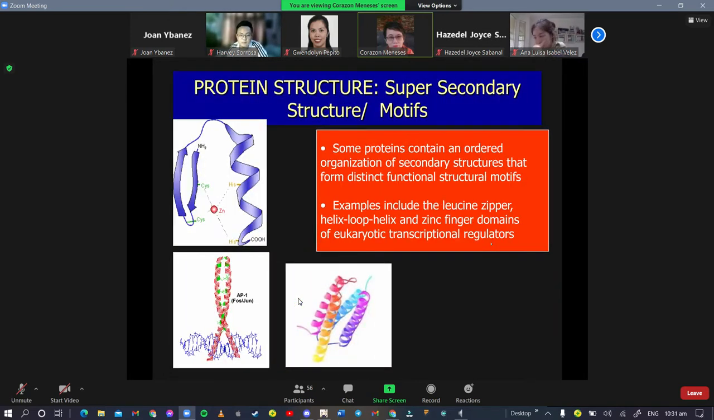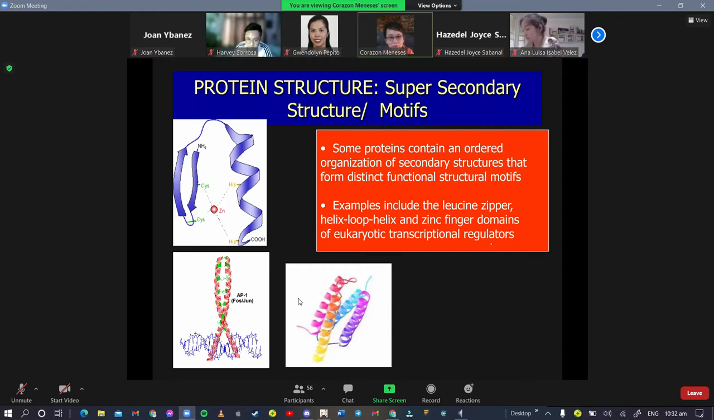This is the super secondary structure, or referred to as the protein motif. The motif that is found in the protein. So some proteins contain an ordered organization of the secondary structure that forms a distinct functional structural unit. So these are super secondary structures. These are functional structural motifs.